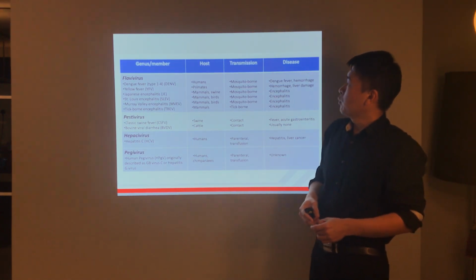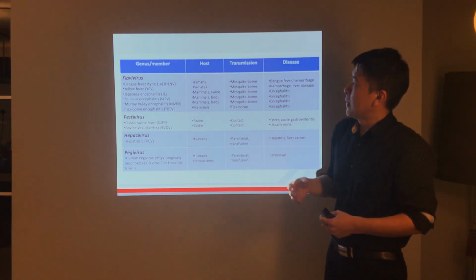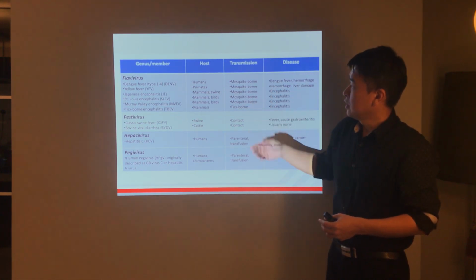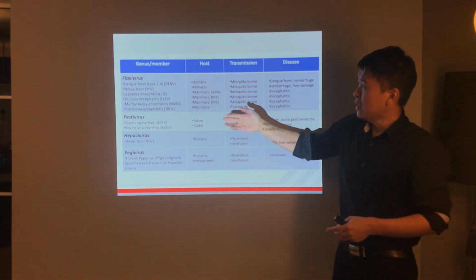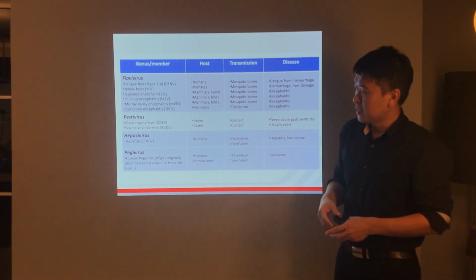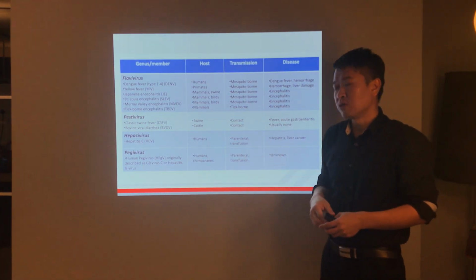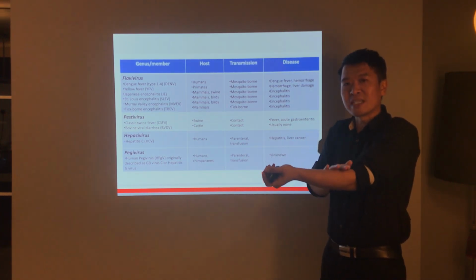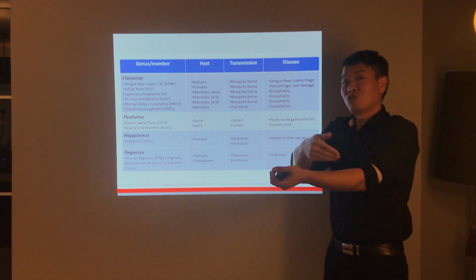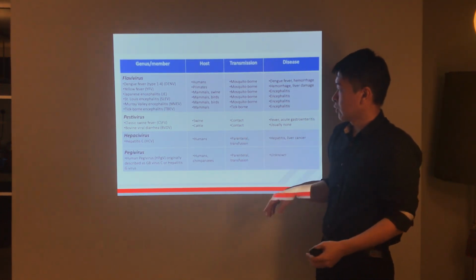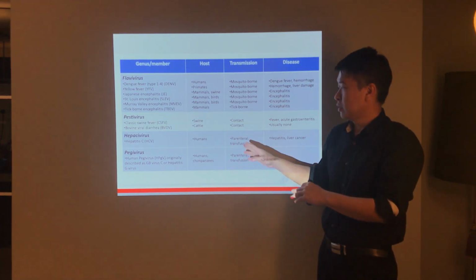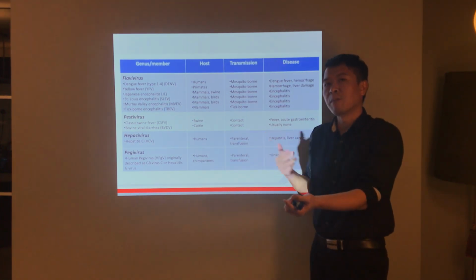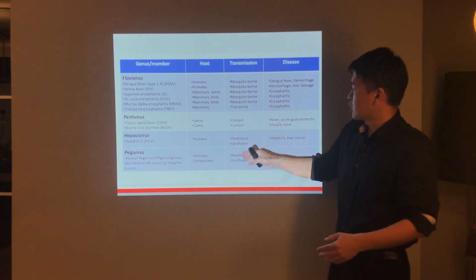What we can see from here is that the transmission method for flaviviruses is mostly mosquito-borne or tick-borne, whereas Pesti is by contact, and hepatitis C and Pegi are by parenteral routes and transfusions. Parenteral means that you have to break through the skin to allow the virus to transmit into your body. Don't confuse this with mother-to-fetus transmission. Parenteral means that you break the skin for the transmission.